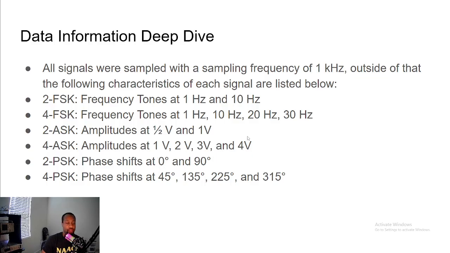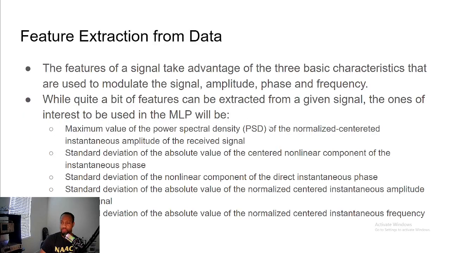And then for phase shift keying, 0 was a signal with 0 phase shift, and then a 1 indicated a cosine or a signal with 90 degrees phase shift. And then for 4-ary, I did a 45 degree shift when you're going from one bit place to the next.